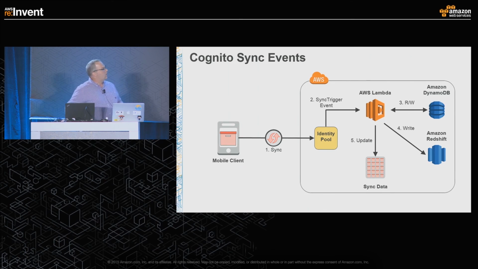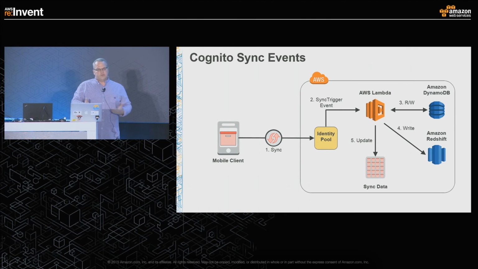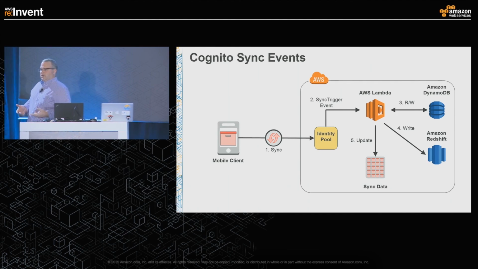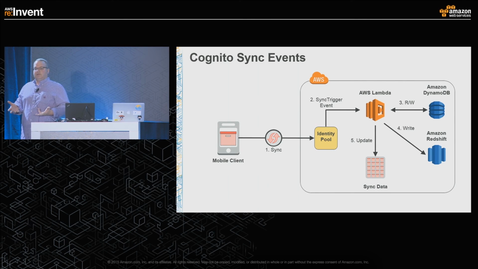Okay. So let's talk about one of the new features in Cognito this year. It's called Cognito Sync Events. It's pretty simple, actually. Every time there's a sync event with a cloud, you can basically have it call a Lambda function to handle that sync operation. So why would you want to do that?